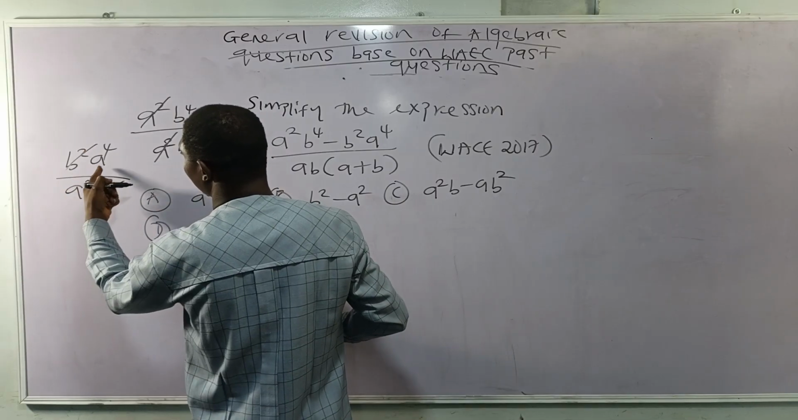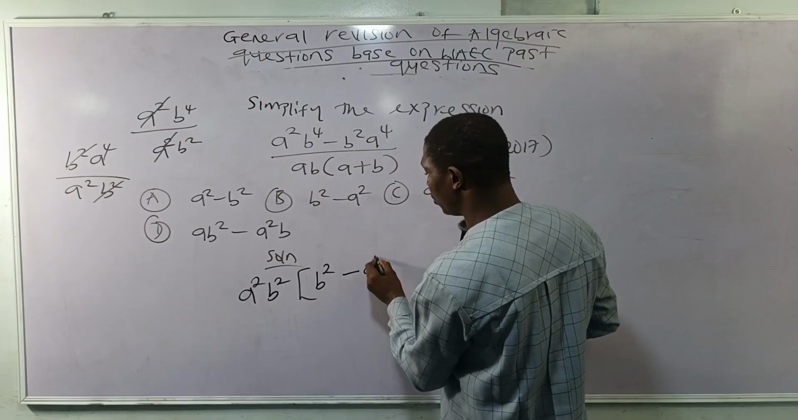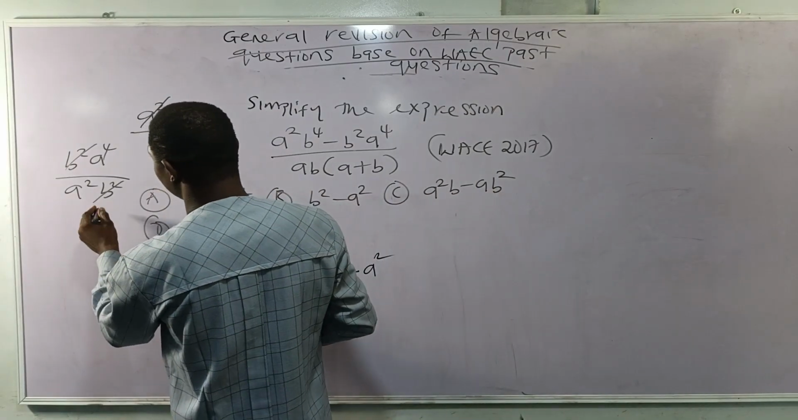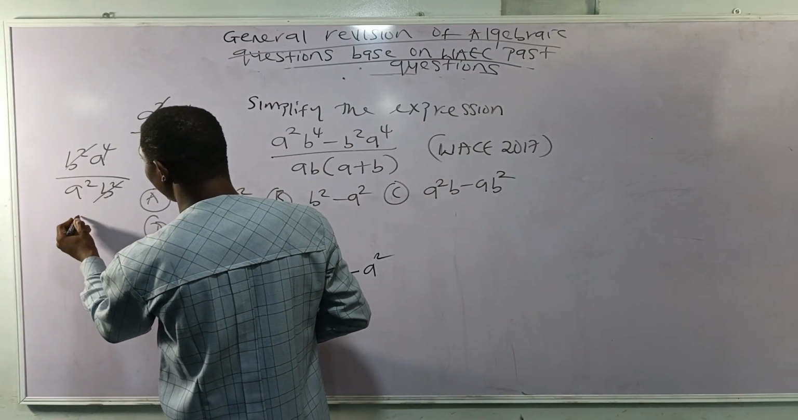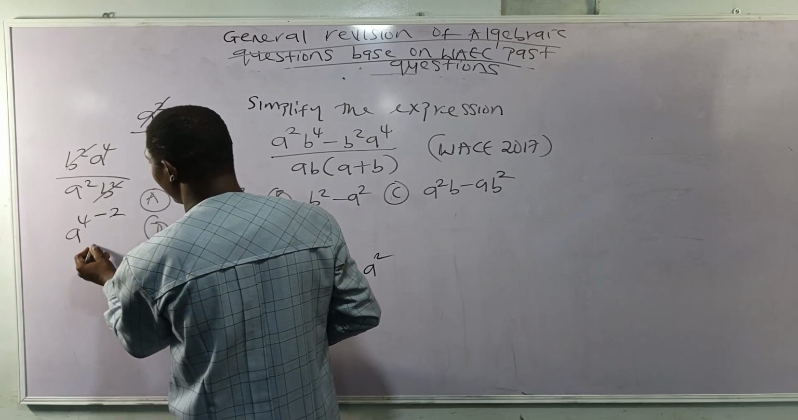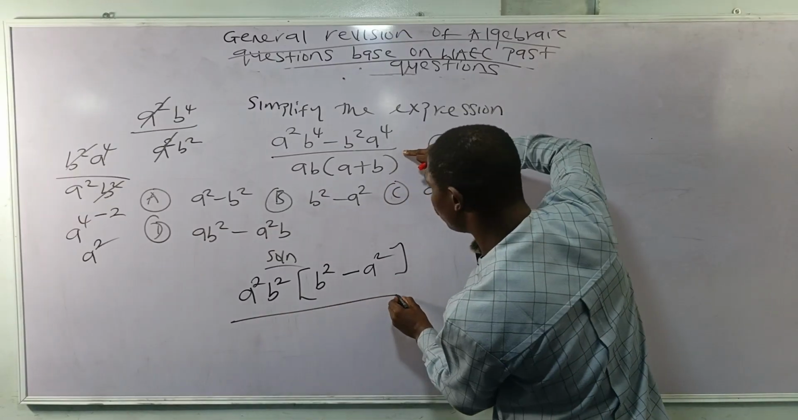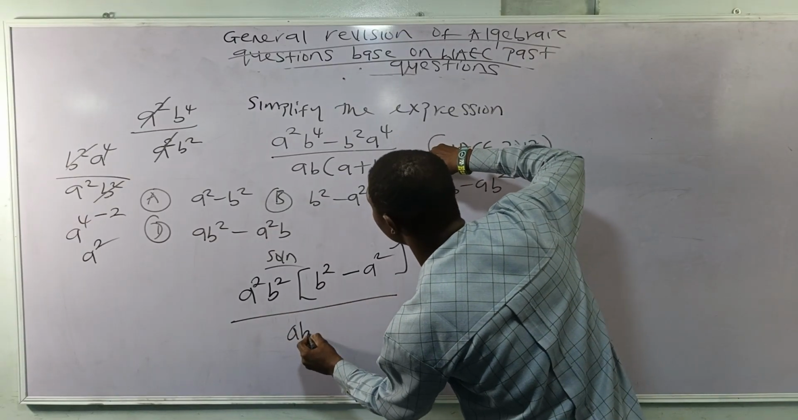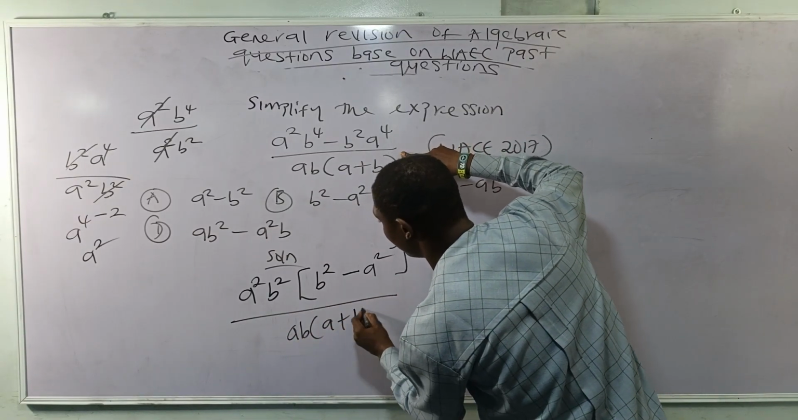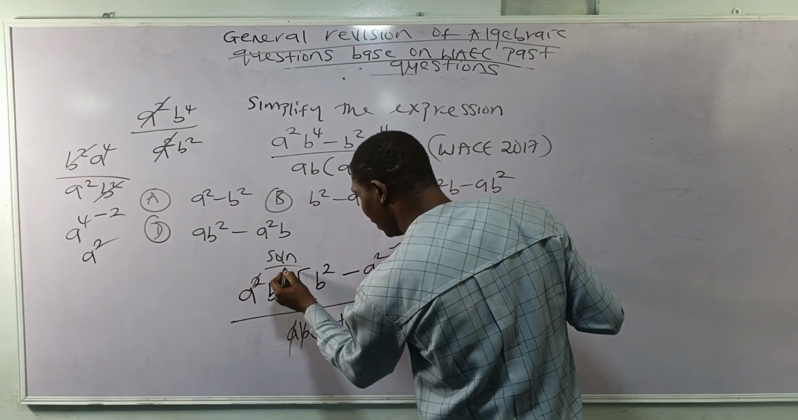This we cancel this. This a raised to power 4, a raised to power 2. I will have a raised to power 2 here. Remember from indices, if this has cancelled this, I have a raised to power 4. Division is subtraction. I have 4 minus 2, which gives me a raised to power 2. Now I've done that, and I'll come to the bottom. I have ab bracket a plus b. So you see that this can cancel this and this can cancel this.